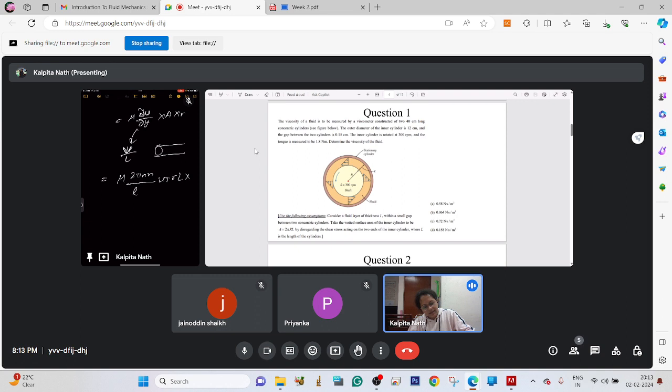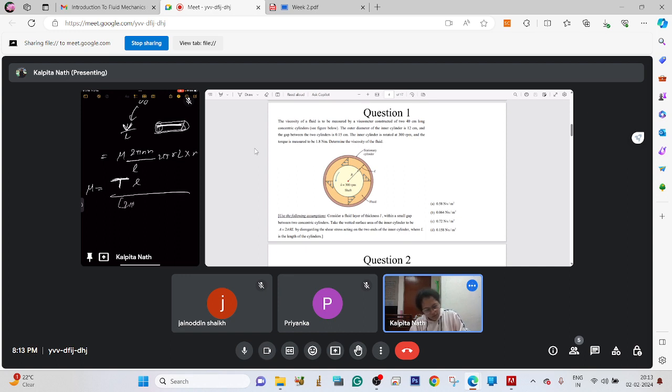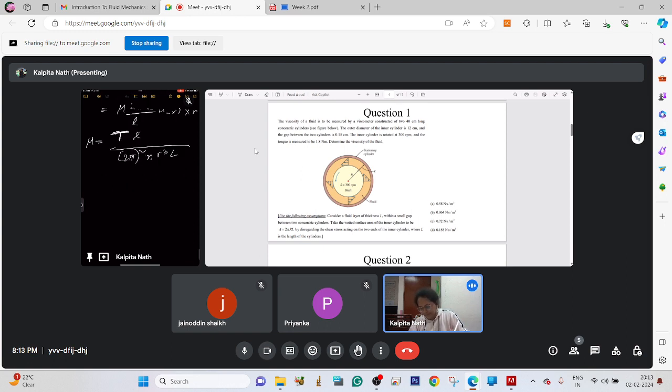Because this is the whole cylinder, right? So this is the area where the change will be taking place. This is the whole lateral area of the cylinder. So this is 2 pi rl into r. So this mu is equal to torque. If we write this, mu will be torque into L upon 2 pi whole square n, number of rotations, r cube L.